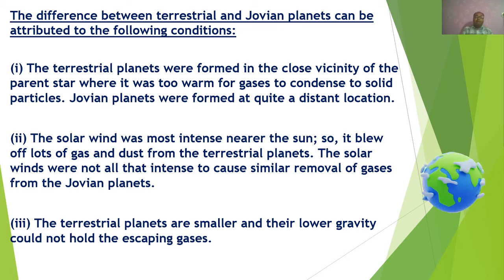Okay, the last important point is that the terrestrial planets are smaller and the lower gravity could not hold the escaping gases. So terrestrial planets are very small and the lower gravity could not hold the escaping gases. We know about the transfer of gases on our planet. This topic we will study in chapter 3 of this part. Okay, so this is the basic difference between terrestrial and Jovian planets.